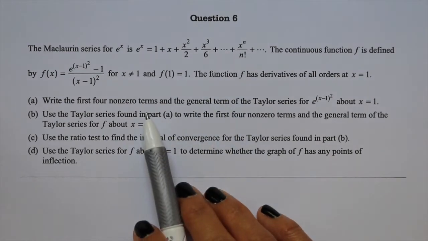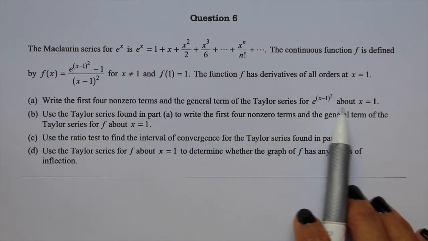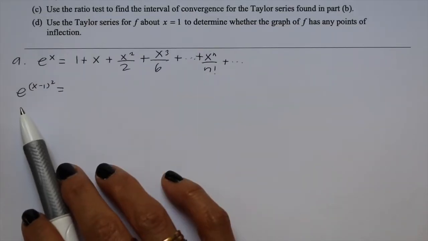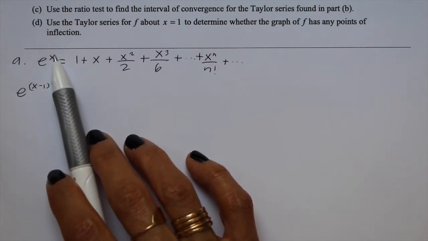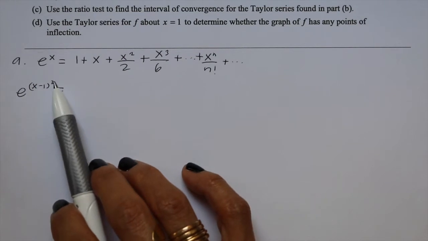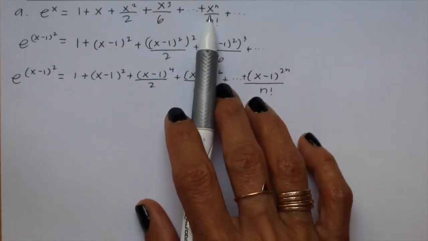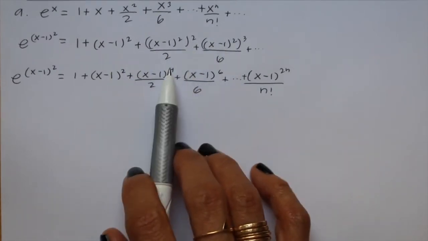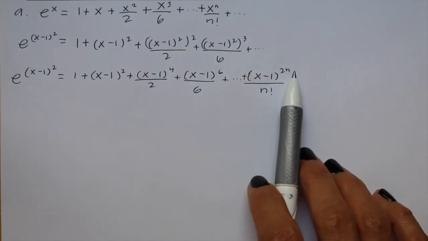Part A says write the first 4 non-zero terms and the general term of the Taylor series for e to the quantity x minus 1 squared about x equals 1. So we're given e to the x, it's written out right here. We want to find e to the quantity x minus 1 squared. So instead of x, we have x minus 1 squared. I've plugged in x minus 1 squared anywhere there was an x in the original problem. And then when you simplify, you have powers to powers, so you multiply those exponents to get 4 here. You multiply these to get the 6. So your exponent on the general term is the 2n.